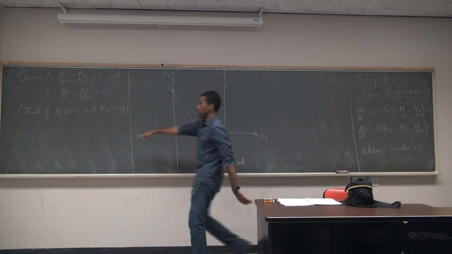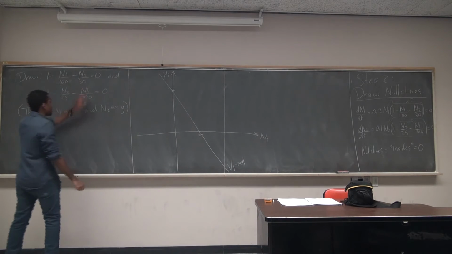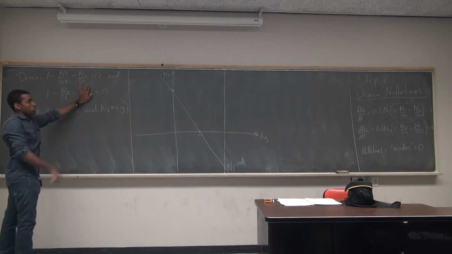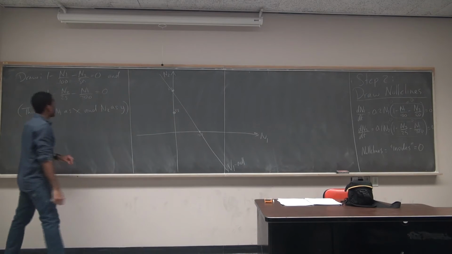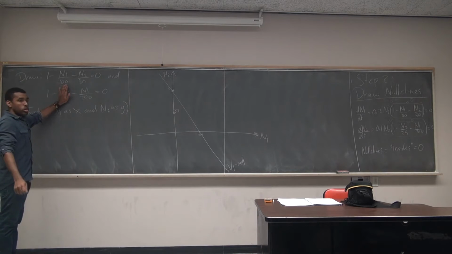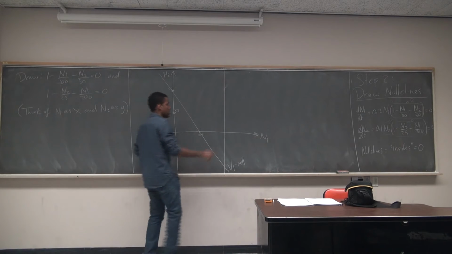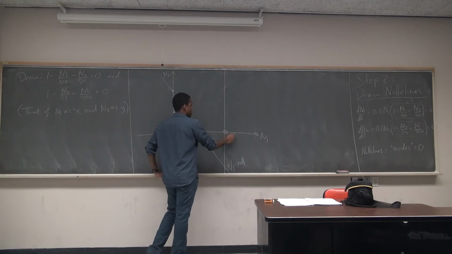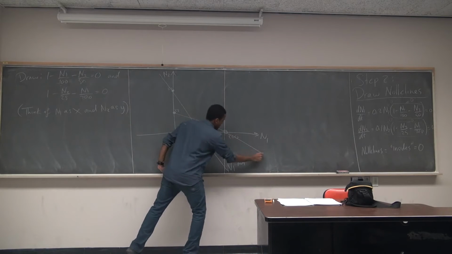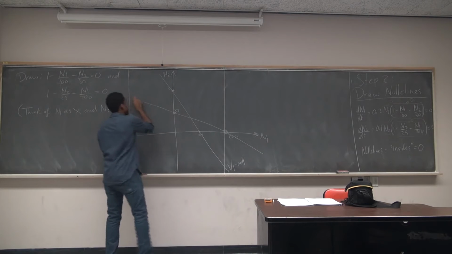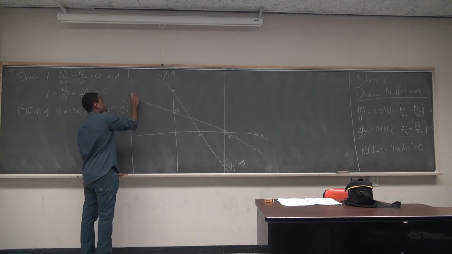I'm going to do the same thing for this guy. Plug in n1 equals 0, I get n2 equals 25. So on my n2 axis, I'm going to get 25. Plug in n2 equals 0, I get n1 equals 200. So call that 200, and then I'm going to connect these two. This is the n2 null line.